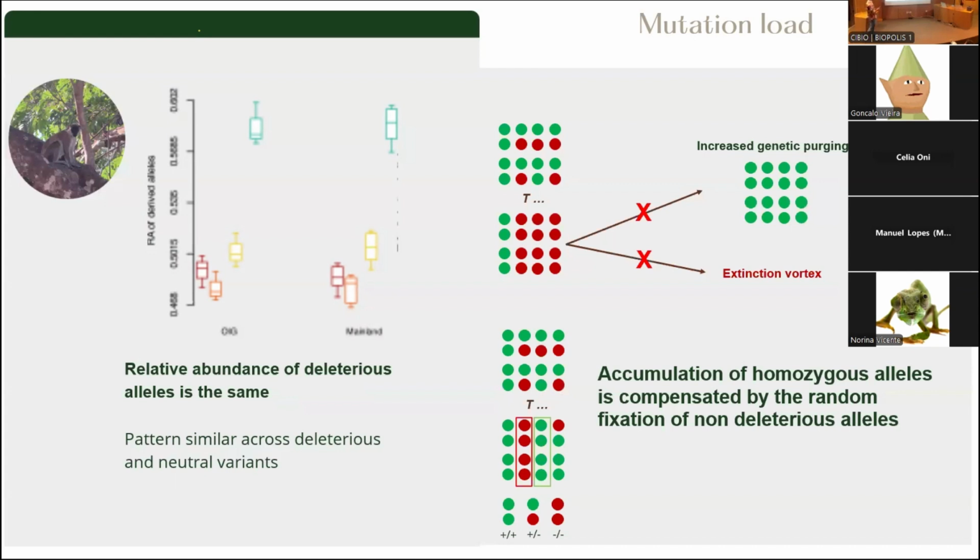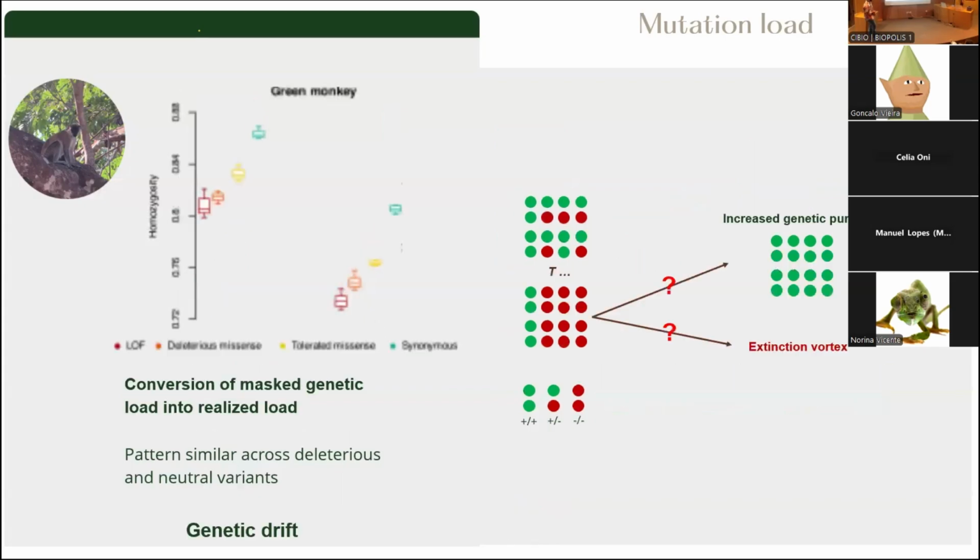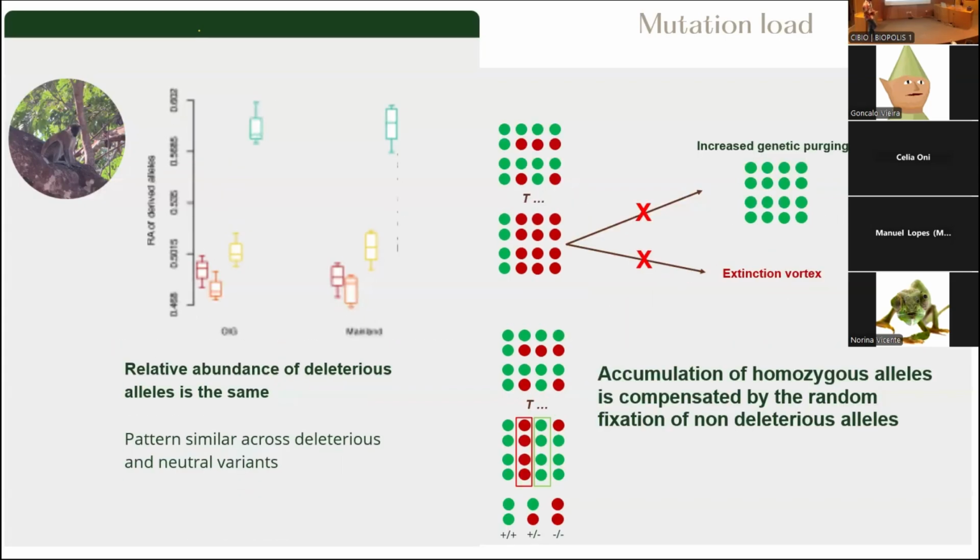So what can actually be happening behind this? What we think is that since genetic drift is so strong, the accumulation of homozygous alleles, so they are becoming homozygous anyway, right? And we saw that on this graph. This is being compensated by the random fixation of non-deleterious alleles. So that's why the relative abundance of alleles remains the same, because genetic drift is just going one way or the other randomly and at the same rate.